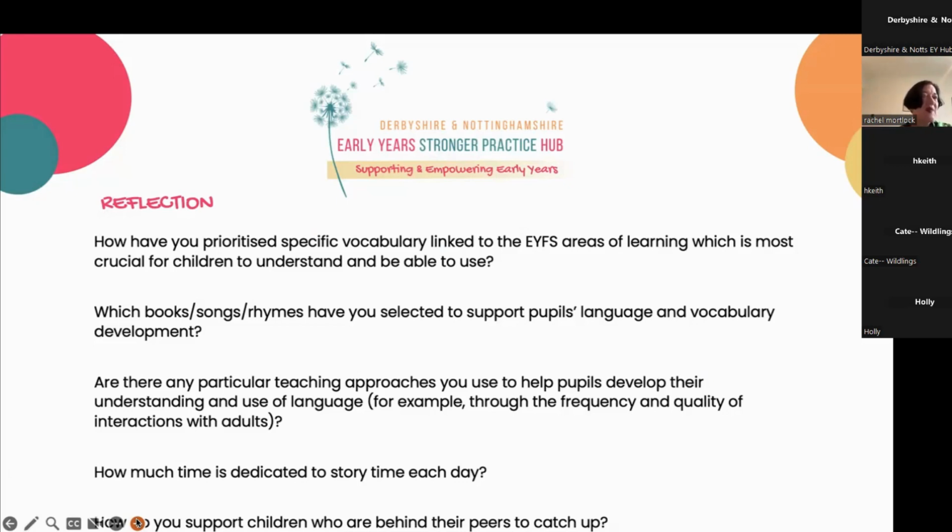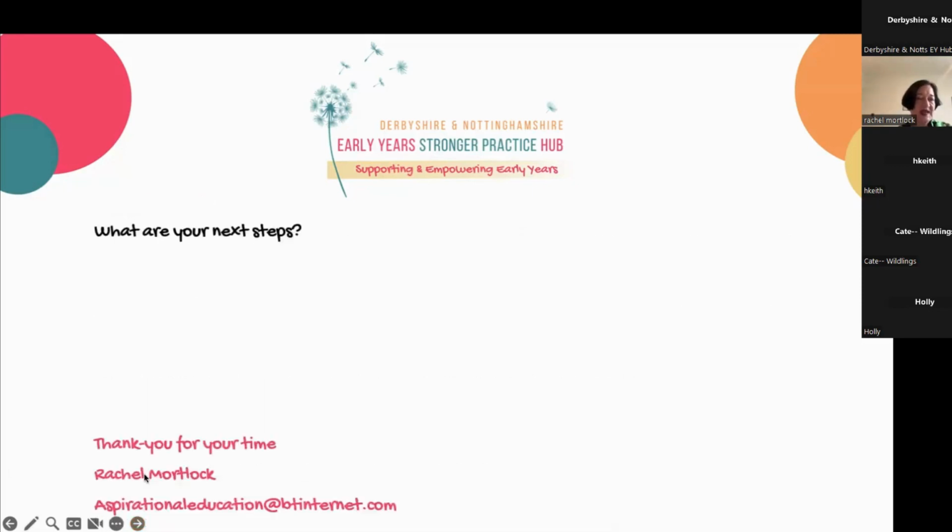And about really thinking about, we went right back to the beginning where we thought about how that language gap is so well embedded between children who are exposed to lots of language and those who aren't by the time they're 4.5. So actually, whatever age children are joining us, we need to know where they are in terms of their language development, and we need to be supporting children who are behind their peers to catch up and to keep up.